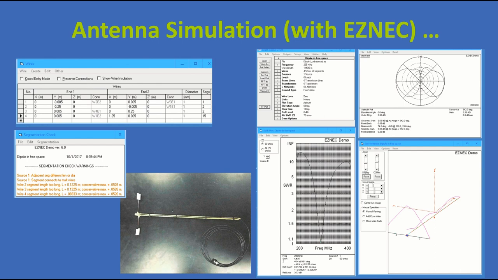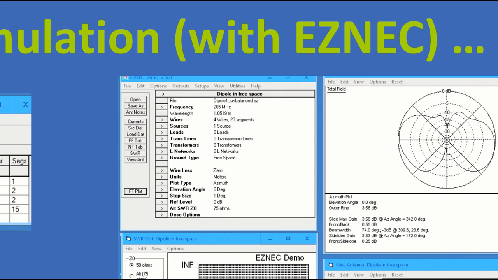So when you launch the EZNEC simulator, you'll get a window that looks something like this. And you'll need to input information on what the antenna looks like. And you can do that by clicking this tab called Wires. And as I'll show you in a second, this simulation was done with 4 wires with a total of 20 segments. And once you get the antenna described, you can use some of the buttons over here to look at things like the pattern and the SWR and so forth. So here's SWR, here's the far field pattern plot button. And here is the resulting pattern for this antenna.